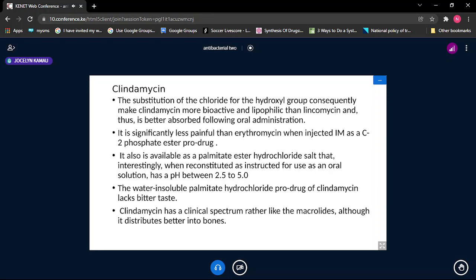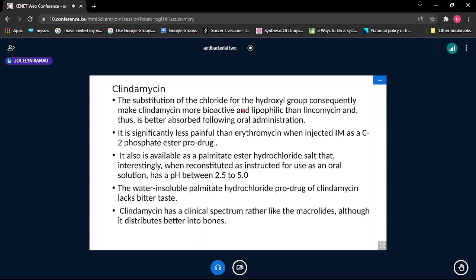So lincomycin is the starting point for synthesis of clindamycin, and clindamycin, for sure, as we have said, has much higher potency. It is by using thionyl chloride that you change the 7R hydroxyl to 7S chloro, not just with retention of activity, but with improvement and increase of biological activity. The substitution of the chloride for the hydroxyl group consequently makes clindamycin more bioactive and lipophilic than lincomycin, and thus it's better absorbed following oral administration.